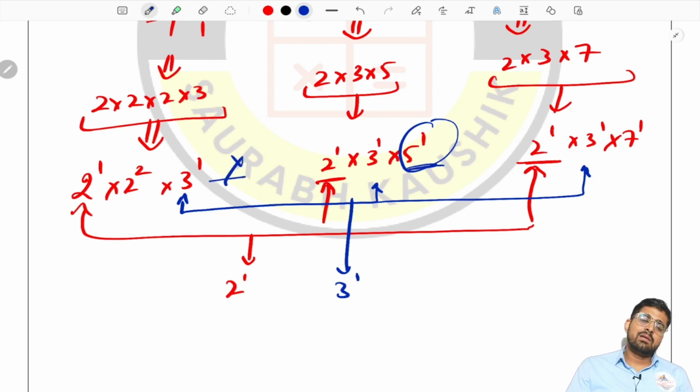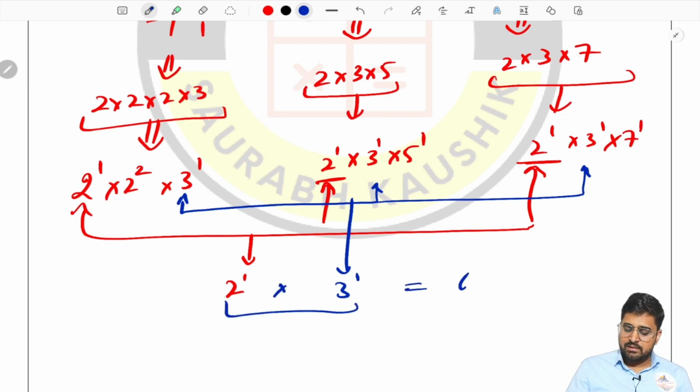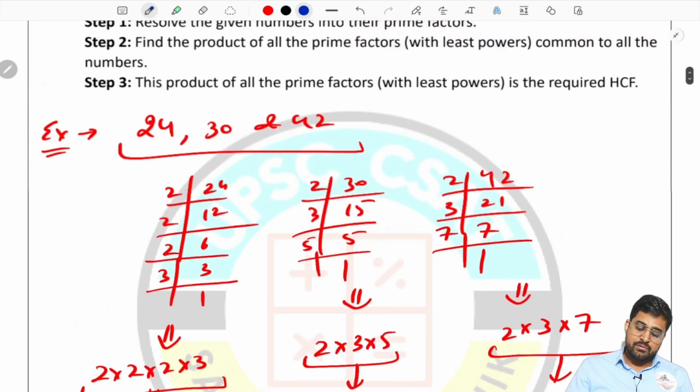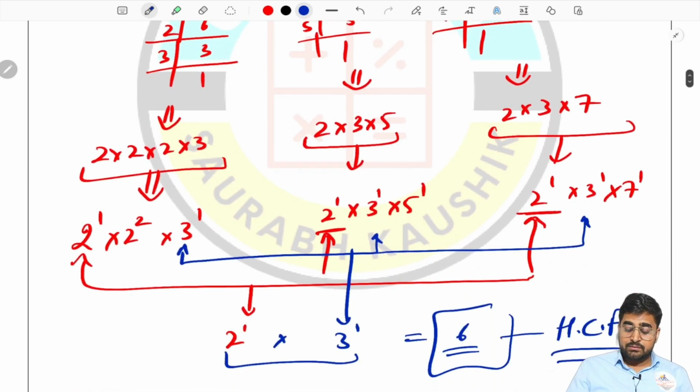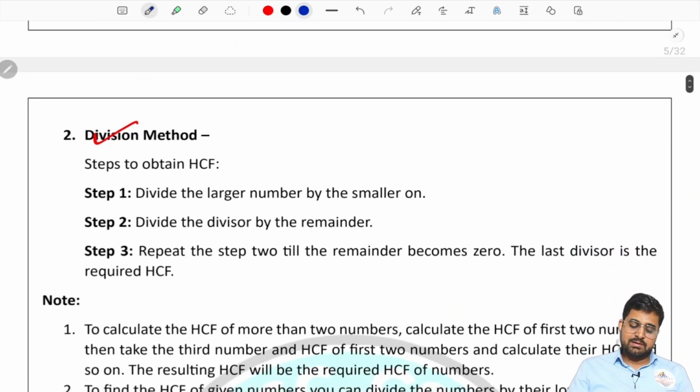So how can it be common? It's not common, so leave that. Is 7 there? No, 7 is not here, so do not take the 7. Now multiply them. You will get 6. 6 will be the highest common factor of these three terms. Okay ji. Now let us focus on the division method.